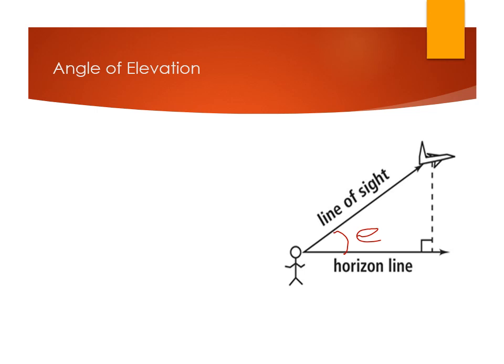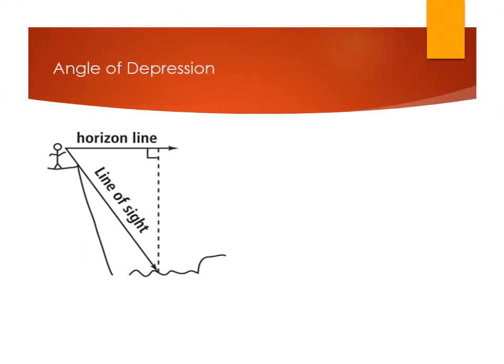The angle of depression is when we're looking down. So you've got that horizontal again, okay, and we're looking down. That is our angle of depression. The horizontal line, or that horizontal line, is parallel to the ground.